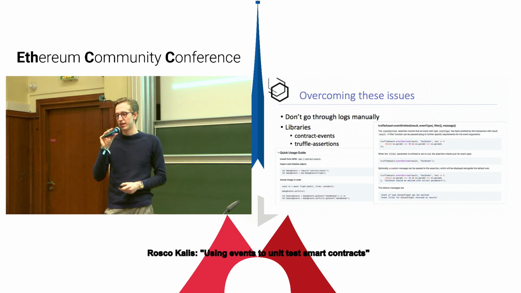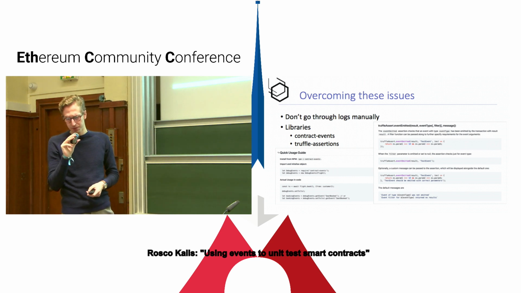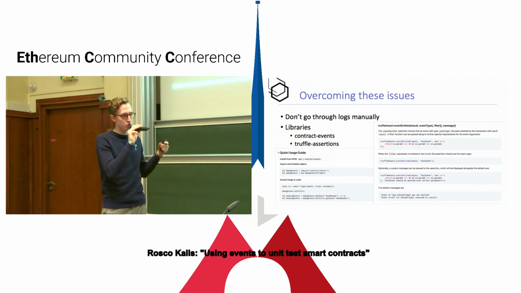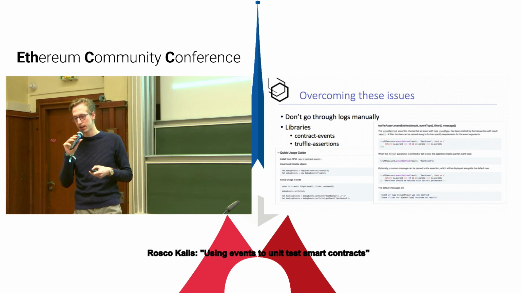The second library is the one I created, the Truffle assertions library, and this allows you to make better assertions about whether an event has been emitted in a transaction, whether it has not been emitted, and things like that.